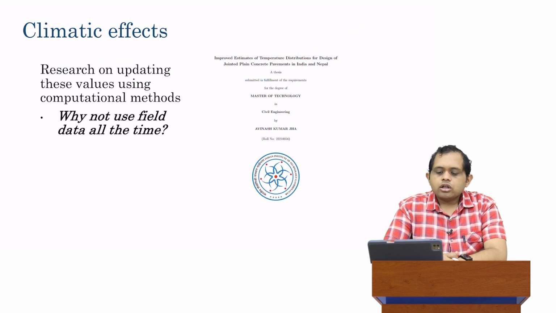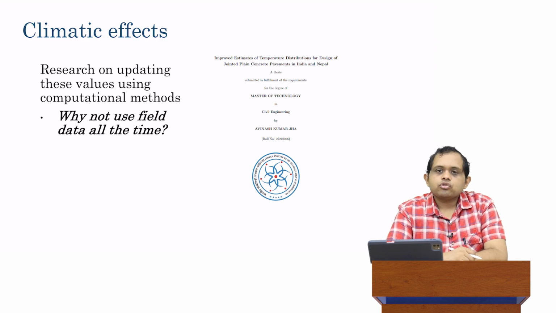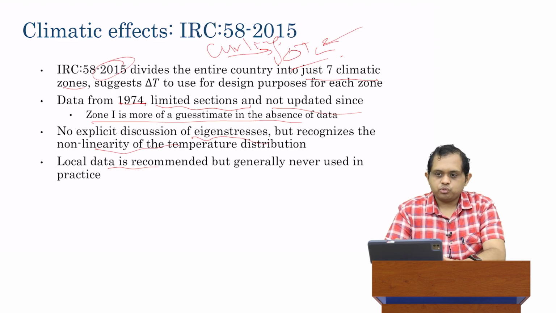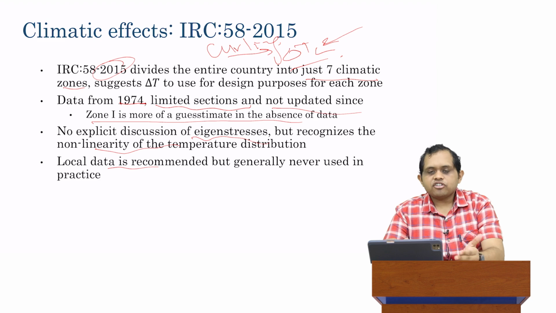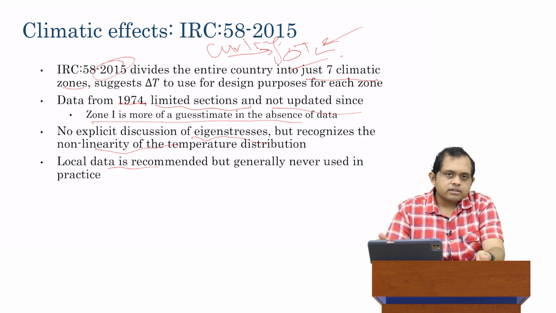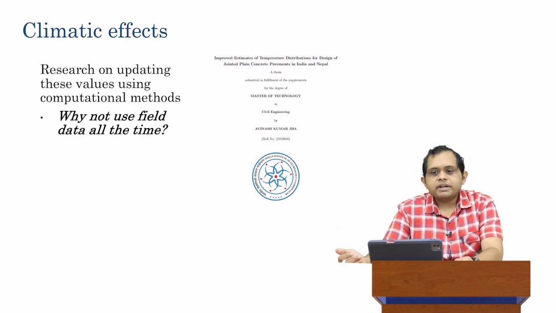Okay. So I had given you a hint and let me now share that with you. The main issue which I discussed, so that basically concludes how IRC 58 considers temperature distribution. And then this critique which I've put over here: the data is relatively old. There is a recommendation to use local data, but in practice it is essentially never used. But there is a need for it because this data is, we're getting to the point where it's around 50 years old. So there is a need to update this data.